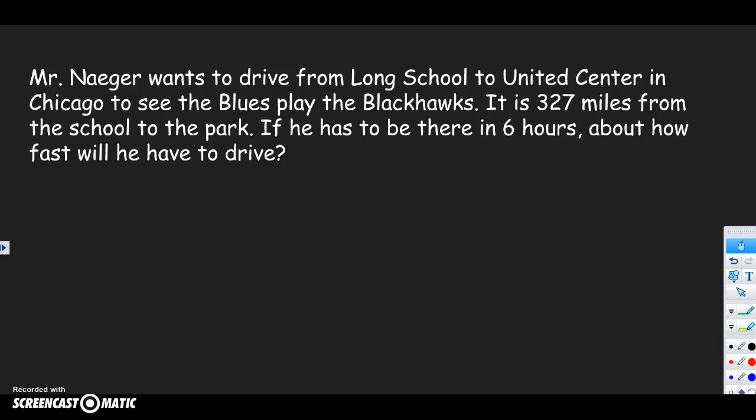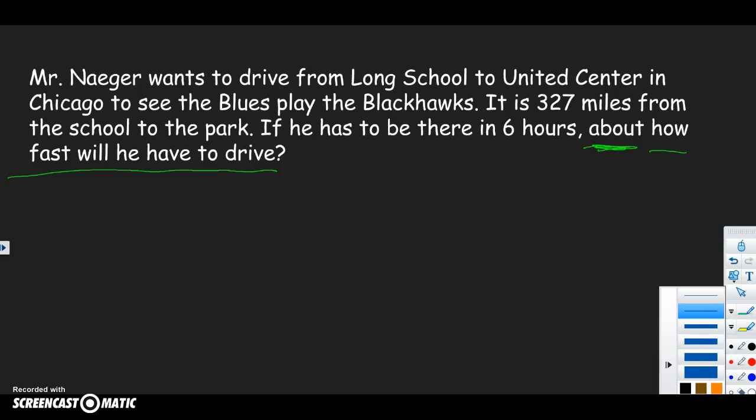All right, so when we're looking at word problems, the first thing to do is always ask yourself, what am I being asked to find? And in this problem, I'm being asked to find about how fast will he have to drive? About how fast. So that about tells me that I'm rounding. And since I'm using division, I'm definitely going to try to use those compatible numbers. All right, so I know what I'm being asked to find. Well, what information do I already know?